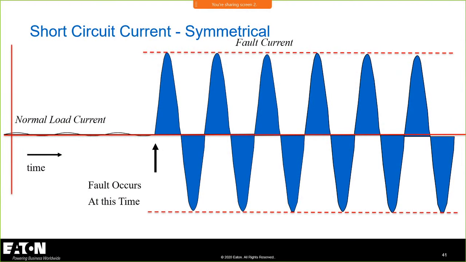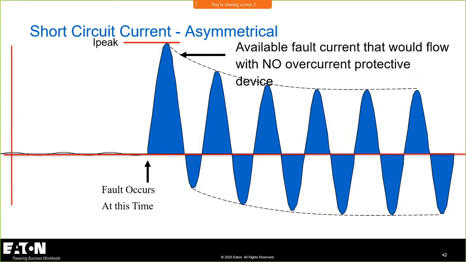Short circuit current. We calculate the symmetrical. We know that during a short circuit, we're going to have asymmetrical current flowing. That peak current is going to be much bigger than what the symmetrical is. But what we do as circuit breaker manufacturers is test our breakers for this worst case scenario, but we label it based upon an RMS value.